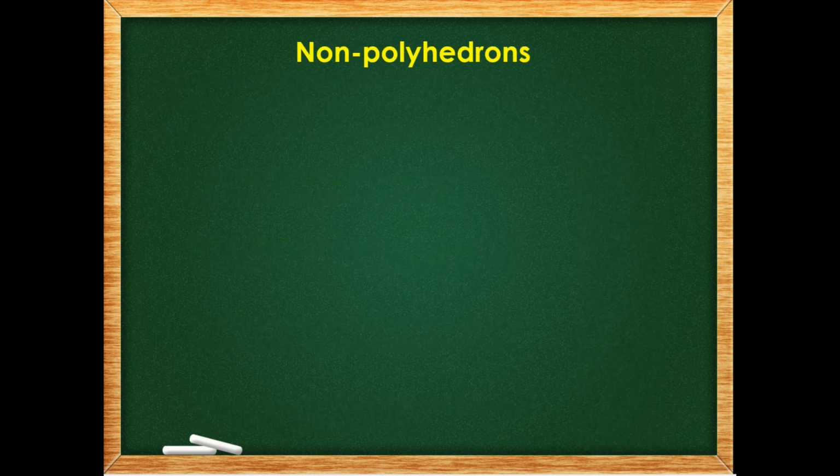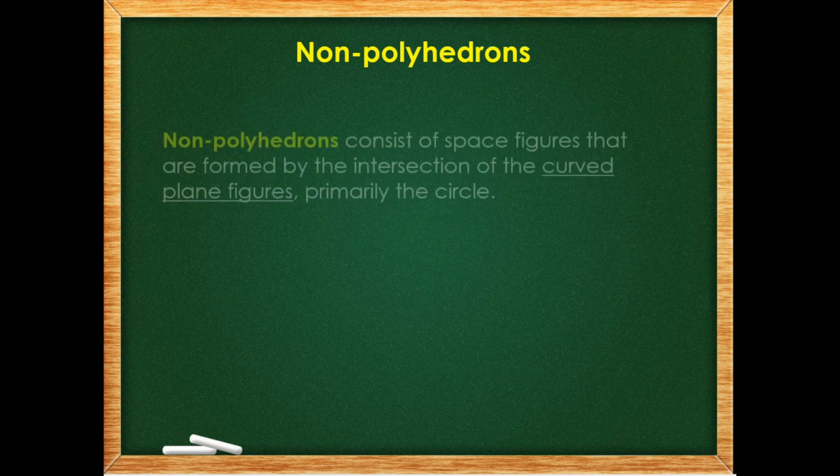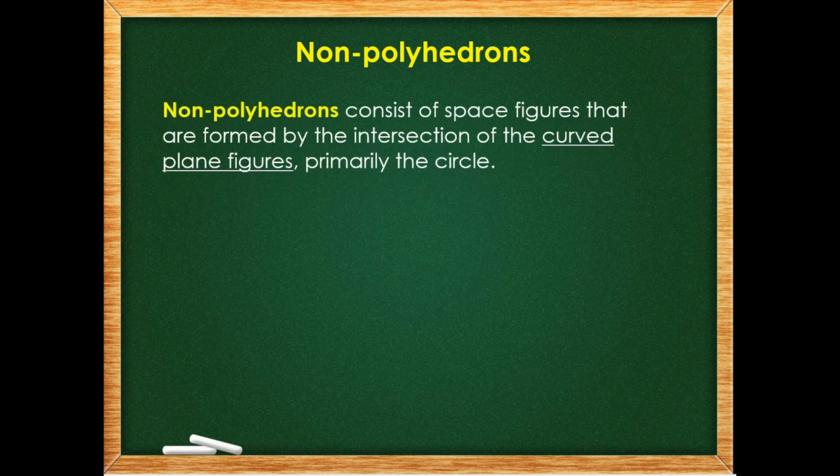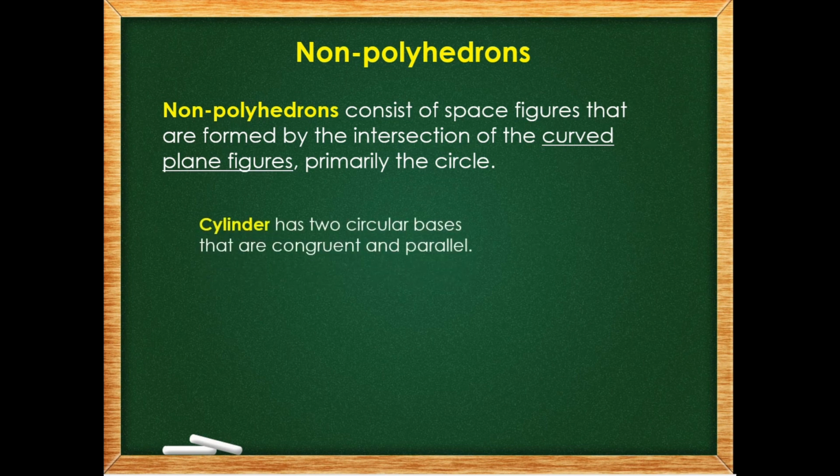Now let's move on to the non-polyhedrons. Non-polyhedrons consist of space figures that are formed by intersection of the curved plane figures, primarily the circle. Examples of non-polyhedrons: first, cylinder, which has 2 circular bases that are congruent and parallel. This is an example of a cylinder.